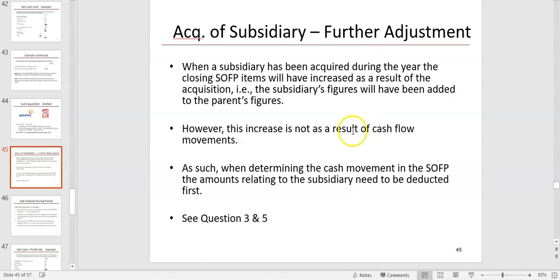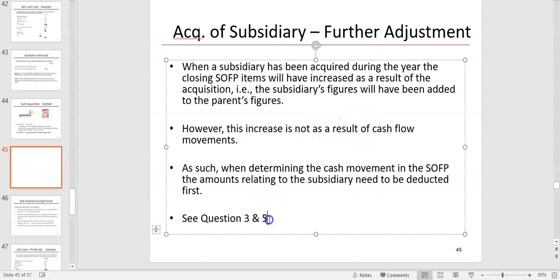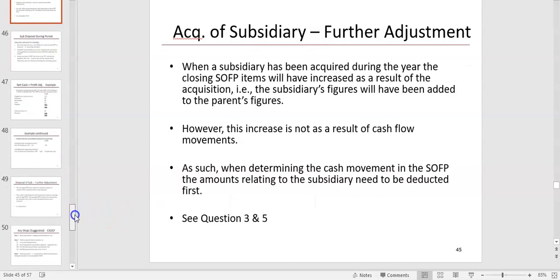And we're going to look at some of those in the live webinar next week. We'll maybe have a look in advance at question 3 and question 5 to see what I mean by that and how the workings are actually done. You're stripping out the impact of the acquisition.